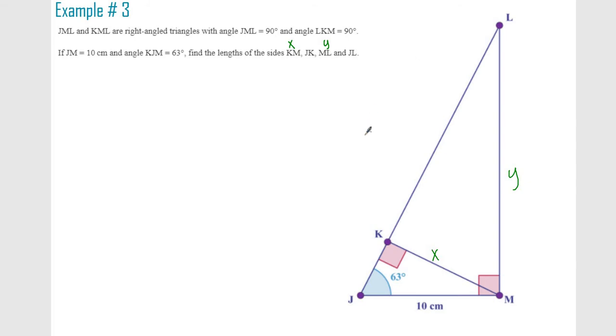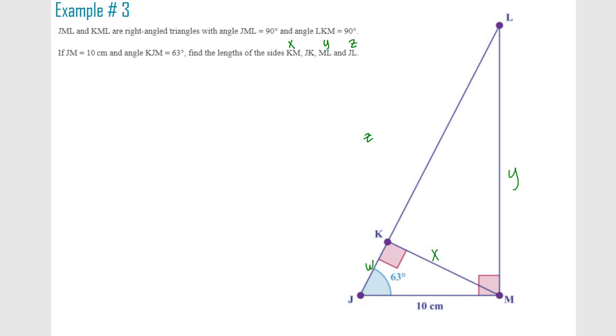JL is this large side, the whole length, so that's z. And we'll just let JK, I think they called it W earlier. Okay, so find all those values. I'm going to start with this little triangle here, because I can easily find W and X. So here we're going to use J as our starting point.